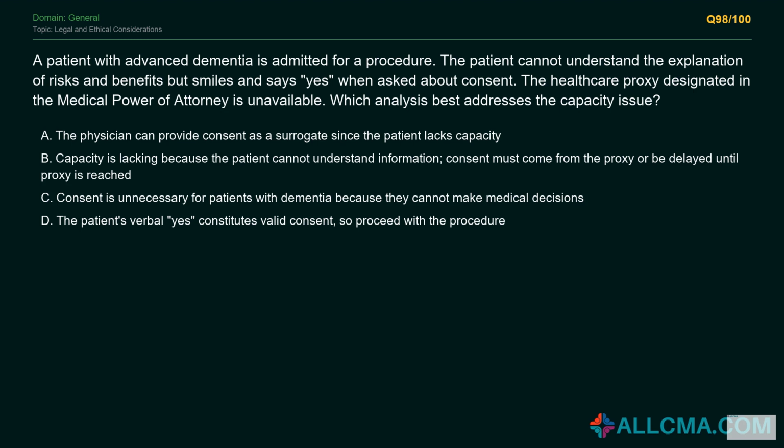Option A. The physician can provide consent as a surrogate since the patient lacks capacity. Option B, capacity is lacking because the patient cannot understand information. Consent must come from the proxy or be delayed until proxy is reached. Option C, consent is unnecessary for patients with dementia because they cannot make medical decisions. Option D, the patient's verbal yes constitutes valid consent, so proceed with the procedure.